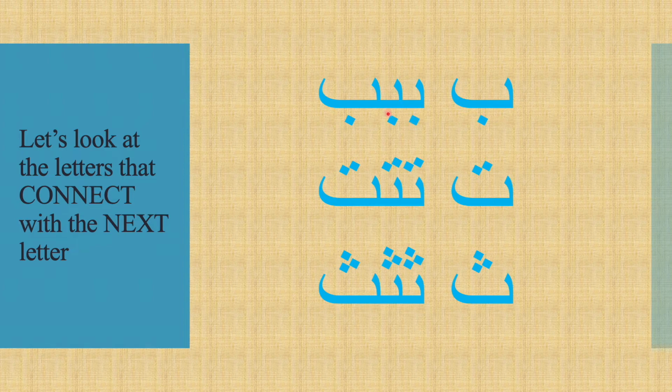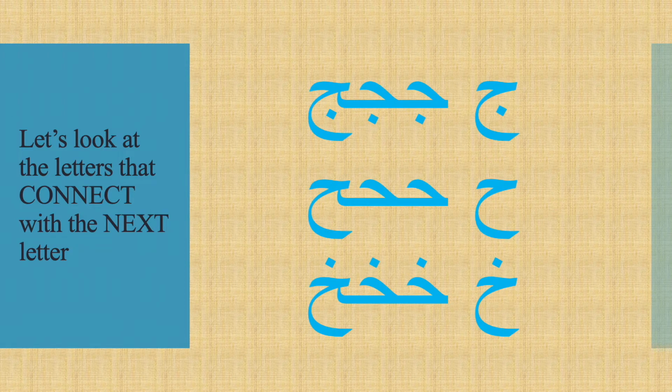In the middle, it has the exact same shape as the initial shape, and in final position, it takes its full shape. So basically, this here is the same as this here. The same thing will happen with ta and with tha. You keep the full shape when the letter is isolated, and the shape is shortened in beginning and middle position. In final position, the letter takes its full shape. You will see that this happens with a lot of letters in the alphabet.